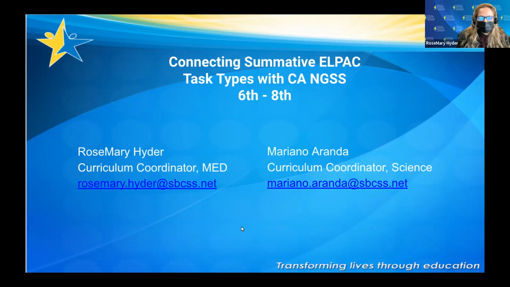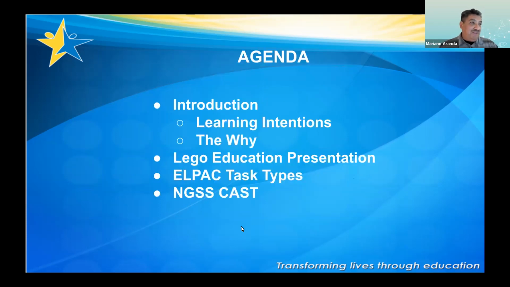All right, Rosemary Hyder. I've been a coordinator here with Mariano in the Multilingual Education Department, and I'm excited to be here to go through our last session with you. And Paulette. I am Paulette Donnellan. I'm with Lego Education. I'm a key account manager, and I'm excited to be here to share Lego Education with you all today. Now, this is my third presentation. I still can't get your last name correct, Paulette. So I apologize for that.